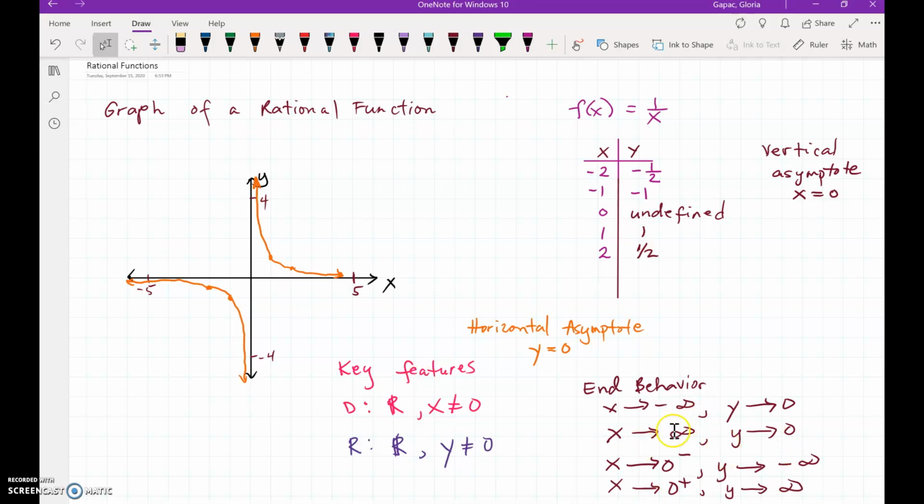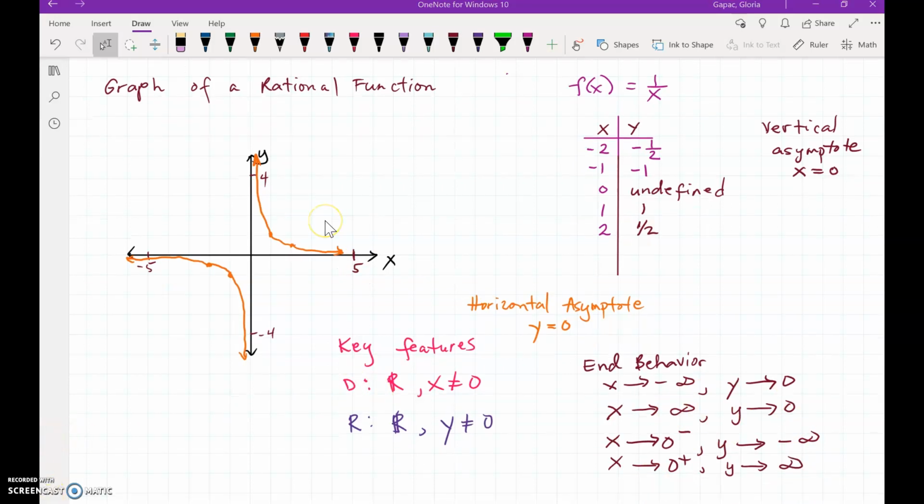So these are additional information we have for the key features of the parent function. All right. What I want to do next here is using this graph of the parent function, which is f of x equals 1 over x, I want to use this function graph to get the graph of another function, which is g of x. I'm going to call it g of x equals 1 over x minus 1.